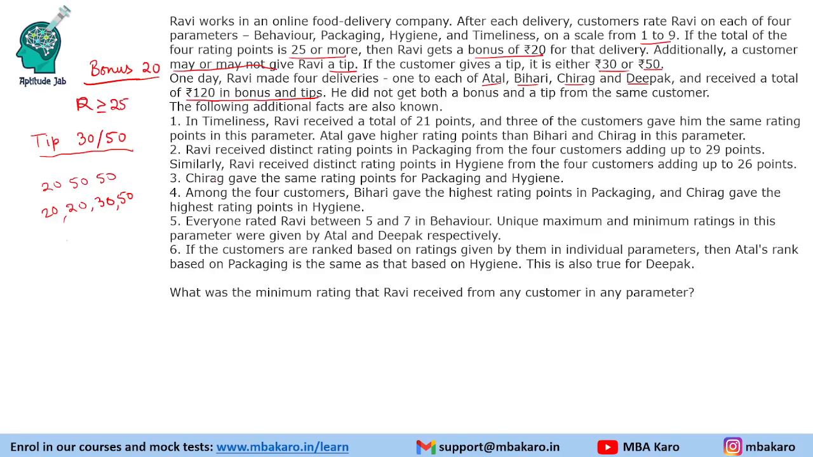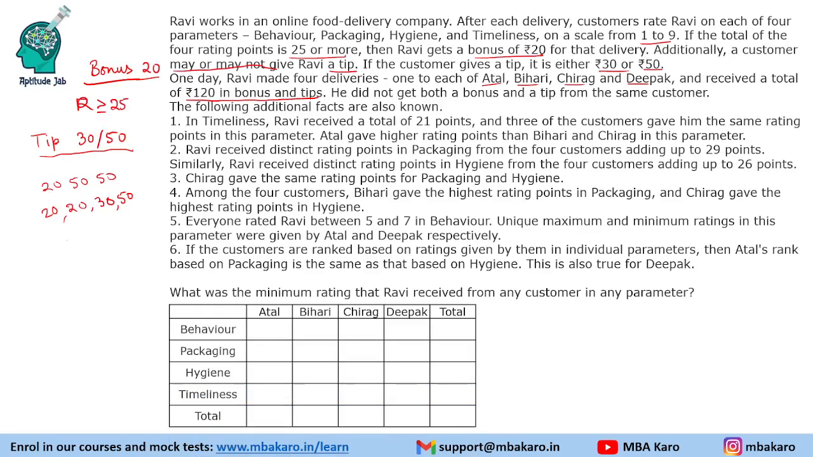If we look at the points, there are four people A, B, C, D, and they rated him on four different parameters. So let's make a table like this and fill in the values. We have four people A, B, C, D, Atal, Bihari, Chirag, and Deepak, and they are rating in four parameters: behavior, packaging, hygiene, and timeliness.